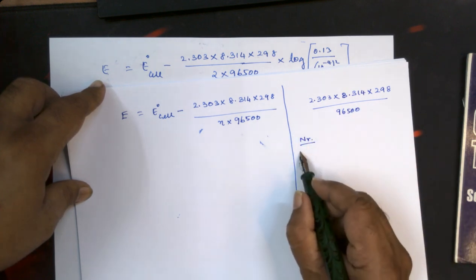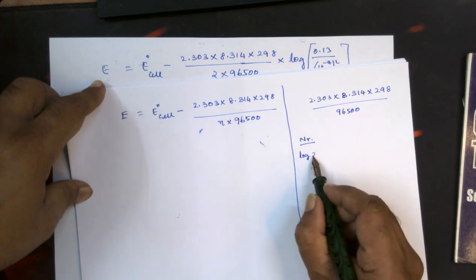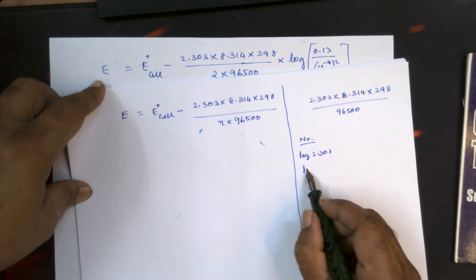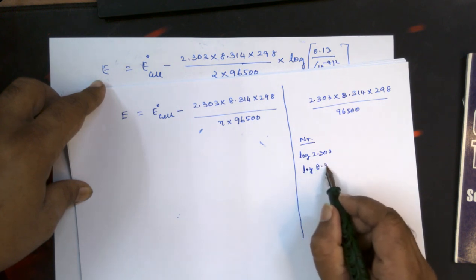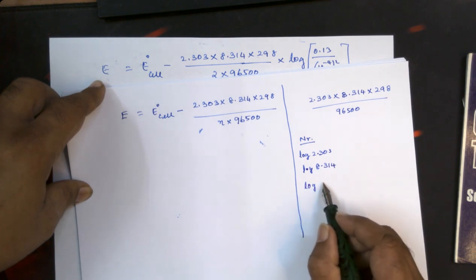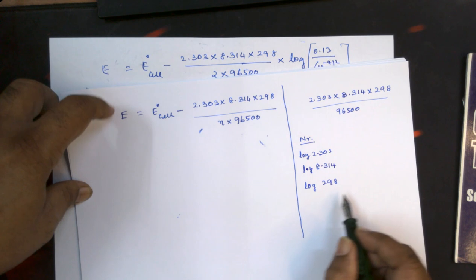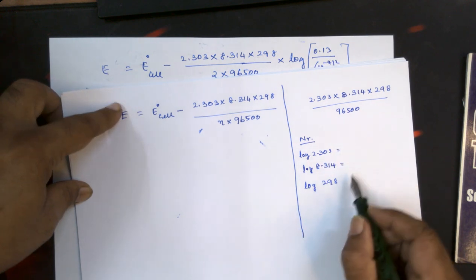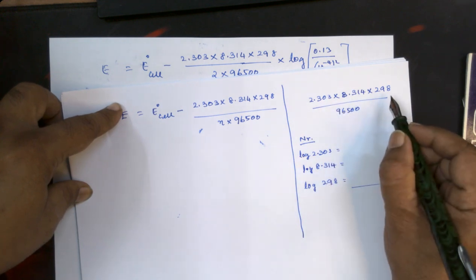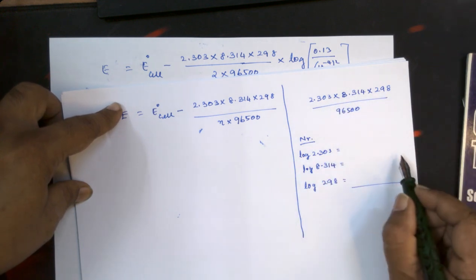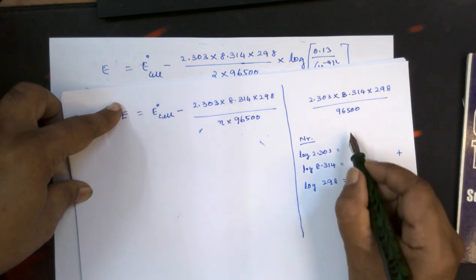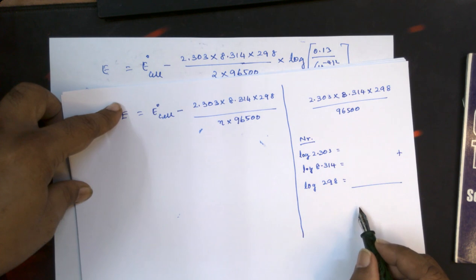So 2.303, you had to find out the log of 2.303, right? Then log of 8.314 and then log of 298. So you had to find out the values of this, and in logarithm multiplication means you had to add. So you had to find out all these values in the logarithm table and add this and obtain a value.